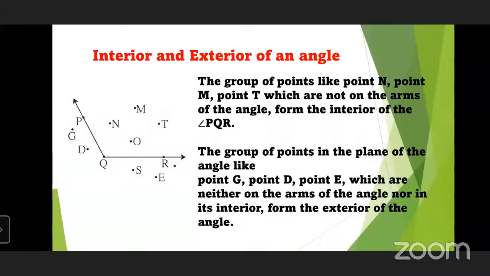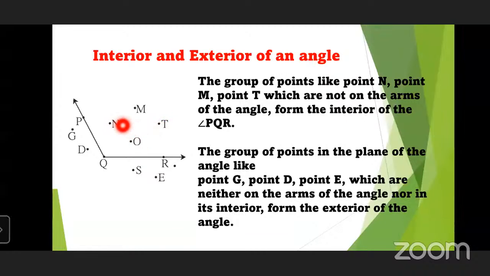Now, what are the interior and exterior of an angle? Now, see here is angle PQR. In this angle PQR, we have to check which are the interior points and exterior points. In the angle, there are 4 points. First is N, M, O, and T.